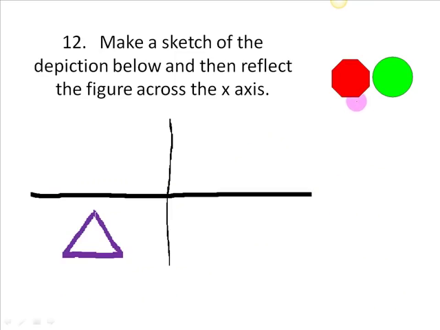All right, number 12, make a sketch of the depiction below and then reflect it across the x-axis. Click on the stop sign. Okay, let's see how you did. Well, this is our x-axis, and we're reflecting it across the x-axis, so you should have made something that looks like that. And if you did that, you're getting it right.